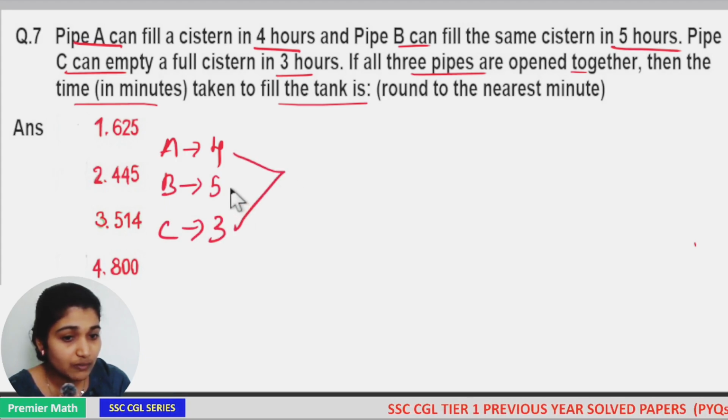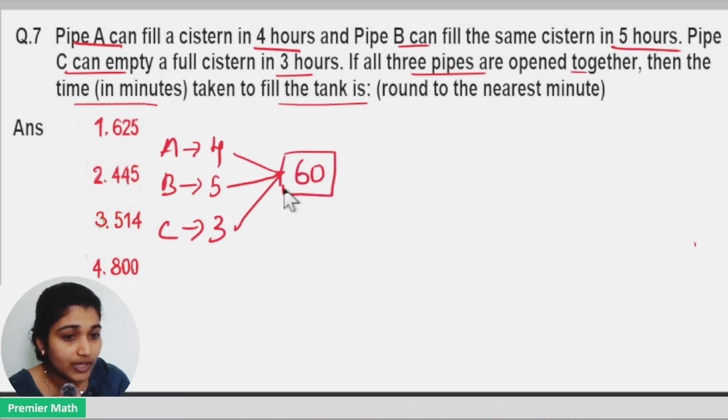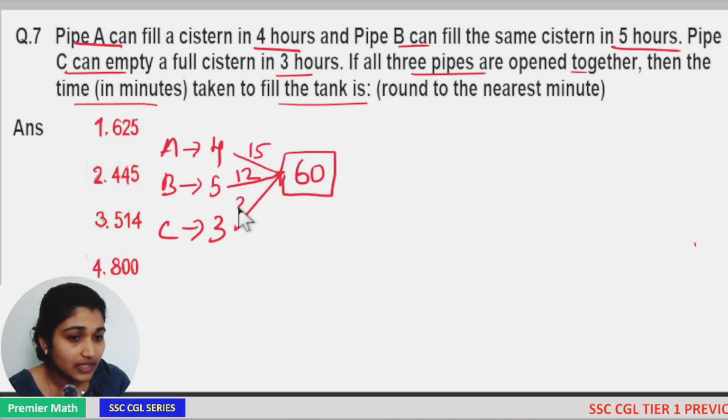All are doing the same job. Take the LCM of 4, 5 and 3, which is 12 into 5, 60 units. So the total work or total capacity of the tank is 60 units. 4 goes 15 times in 60, 5 goes 12 times in 60, and 3 goes 20 times in 60. Now A and B are filling pipes and C is an emptying pipe. That is, A can fill 15 units in 1 hour, B can fill 12 units in 1 hour, and C can empty 20 units in 1 hour.